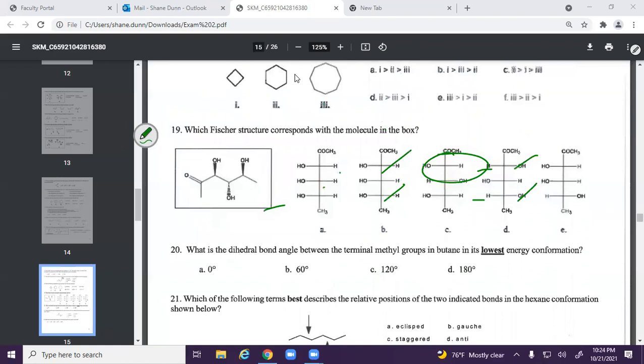19 is the exact same problem we already did, so I'm going to skip it because it's the exact same problem.